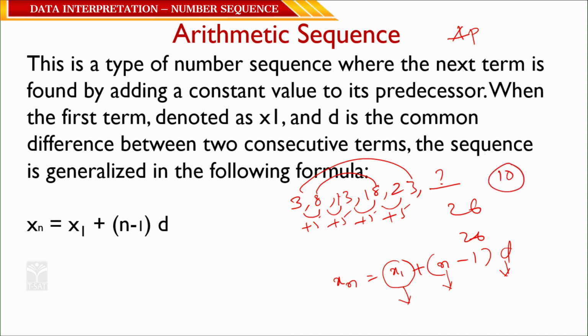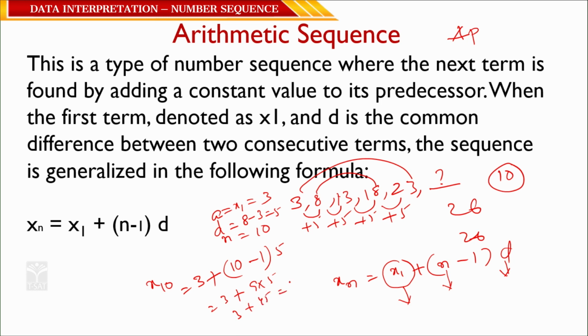What is the 10th term in this series? So, you have to find x10. Then what you have to do? What is the first term? That is a or x1. x1 is 3 and the common difference d is 8 minus 3, which is 5. So, you have to substitute, and n is equal to 10, correct? Now, substitute this value. x1 is 3, n is 10 minus 1, d is 5. So, 3 plus 9 fives means 3 plus 45, 48 is the 10th term in this series.